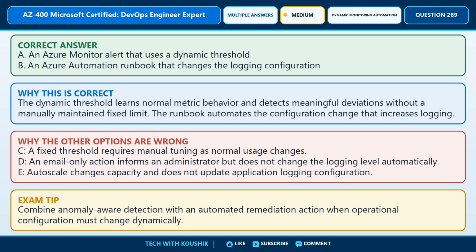Why are the other options not correct? C. A fixed threshold requires manual tuning as normal usage changes. D. An email-only action informs an administrator but does not change the logging level automatically. E. Autoscale changes capacity and does not update application logging configuration. Exam tip. Combine anomaly-aware detection with an automated remediation action when operational configuration must change dynamically.